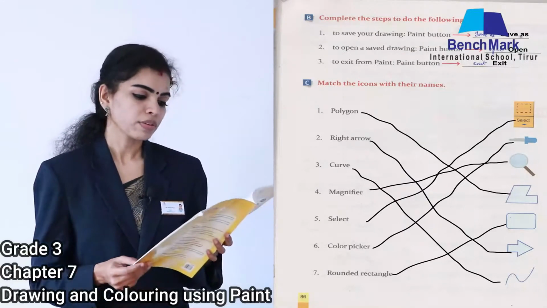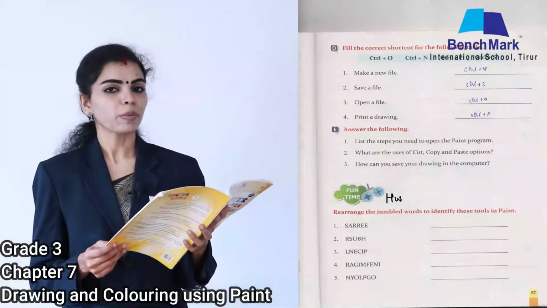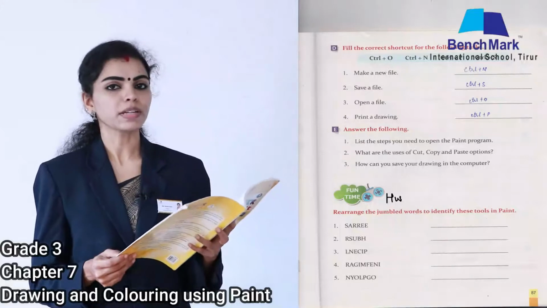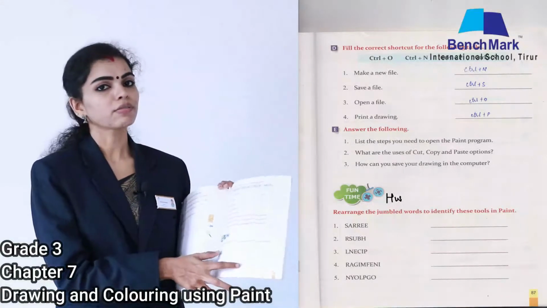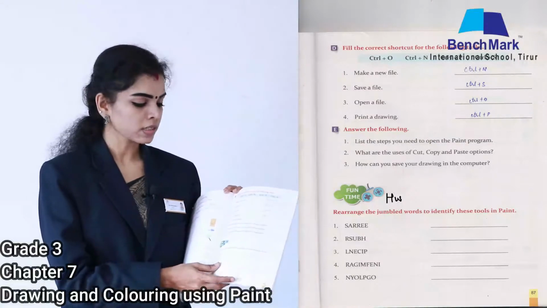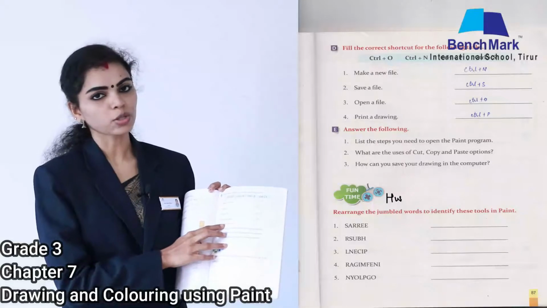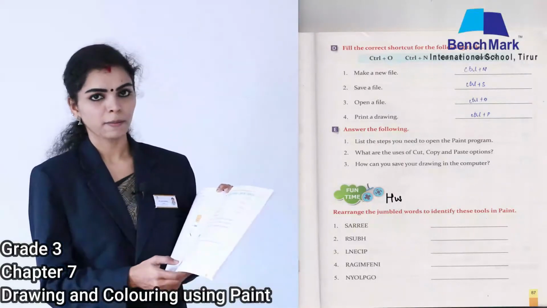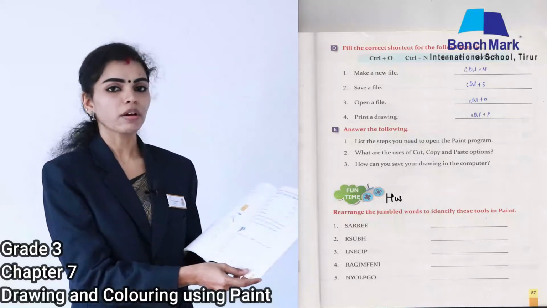And then fill in the correct shortcut for the following task. Make a new file. For making a new file you need to press Ctrl plus N simultaneously. So, you need to write Ctrl plus N. For saving a file you need to press Ctrl plus S. For opening a file you need to press Ctrl plus O, and for printing a drawing you need to press Ctrl plus P. I hope it is clear to you all.